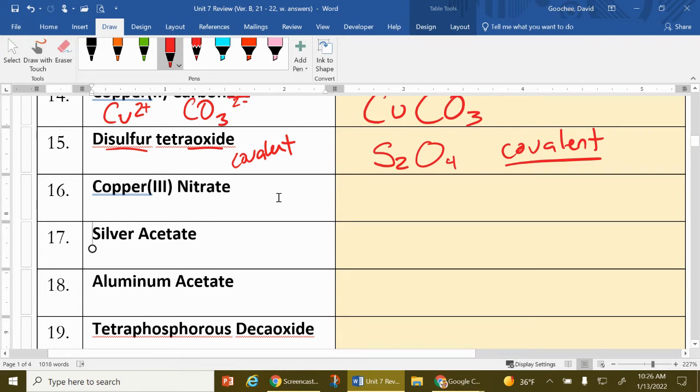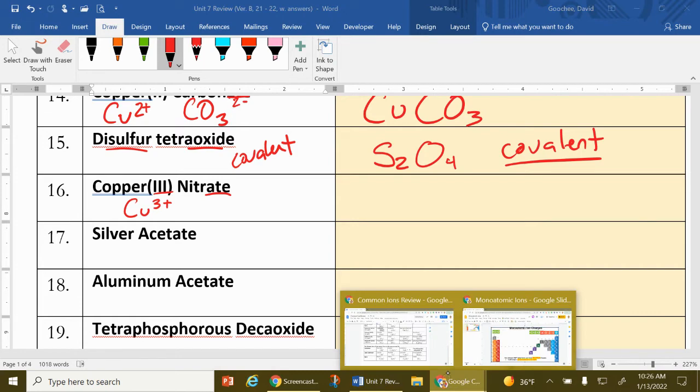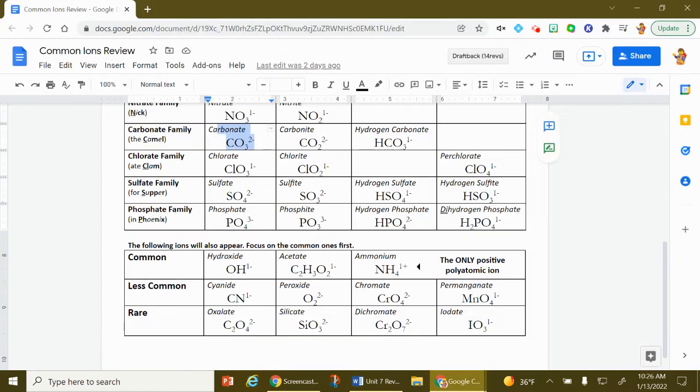So next up, copper 3 nitrate. Well, copper 3, once again, tells you the charge is 3 plus. And nitrate, that ATE ending tells me it's probably a polyatomic ion.